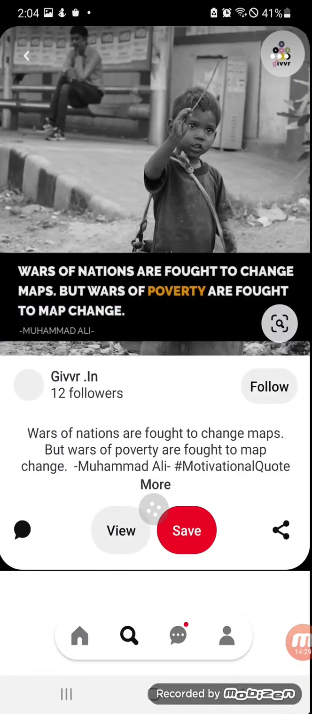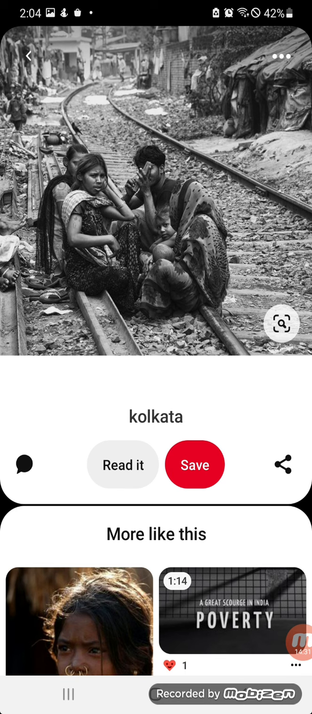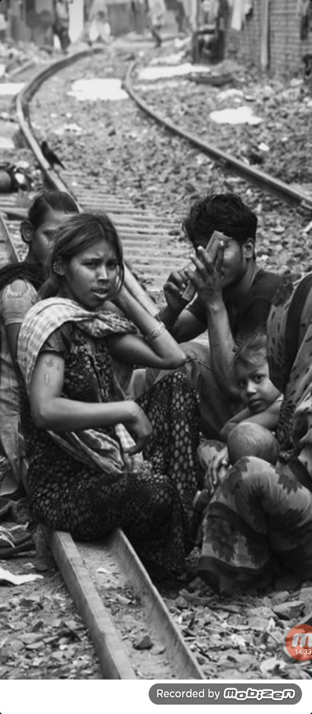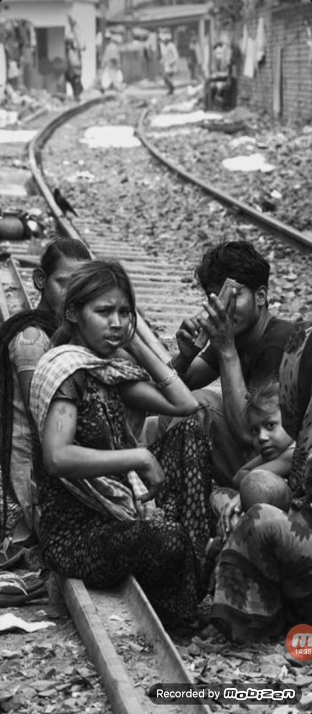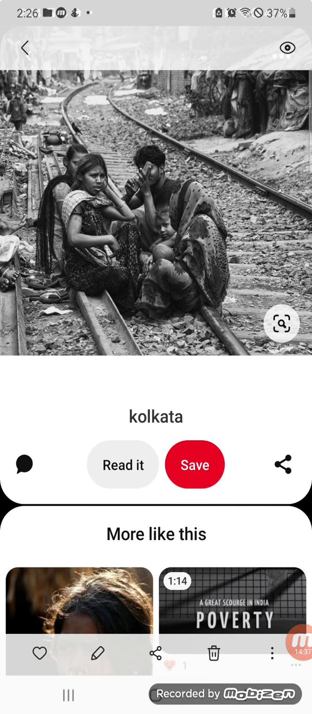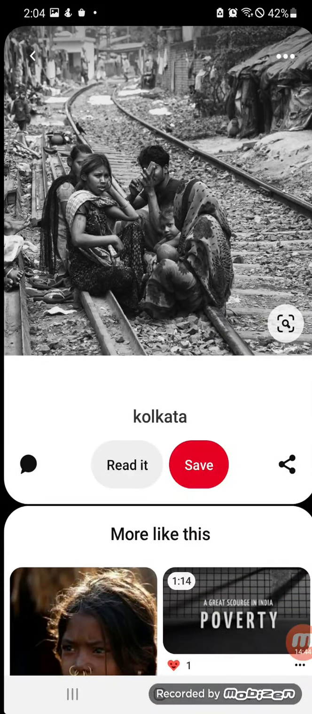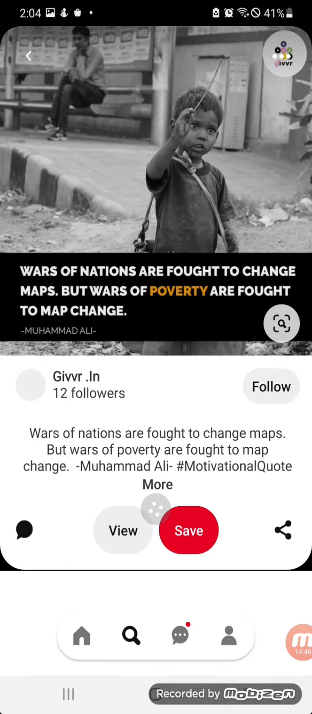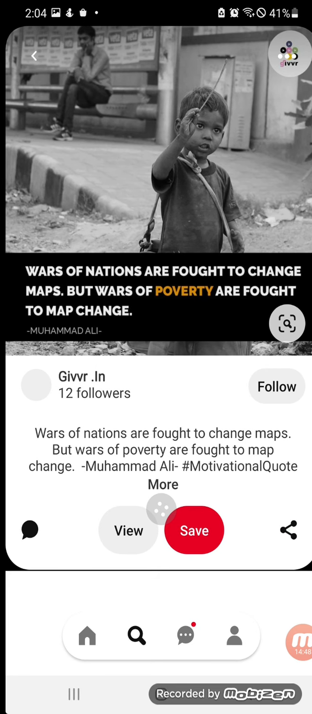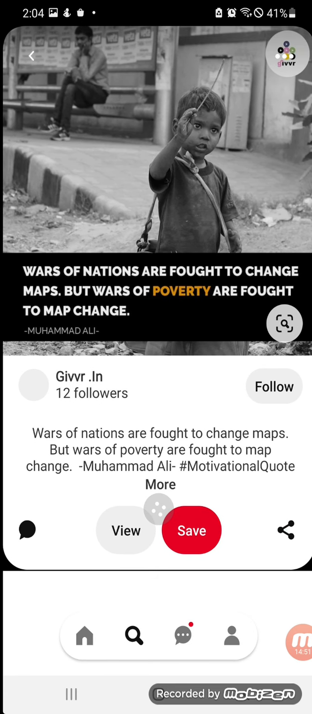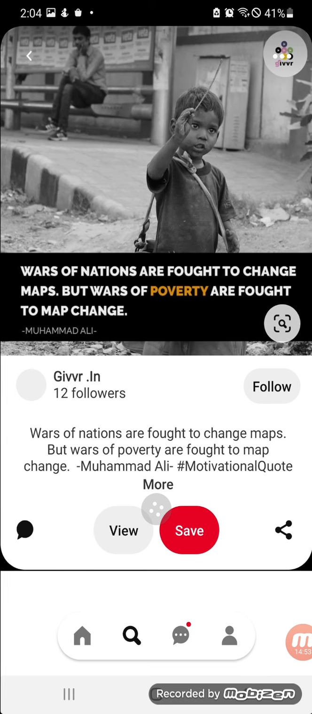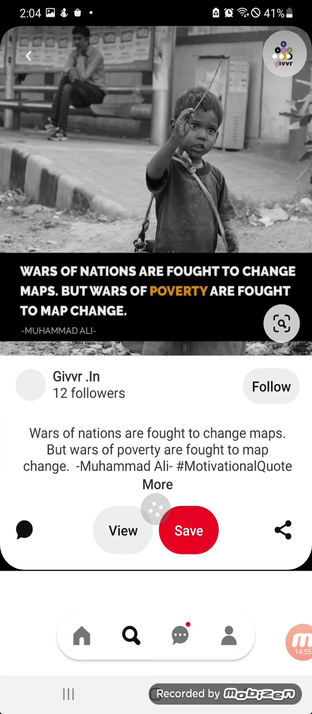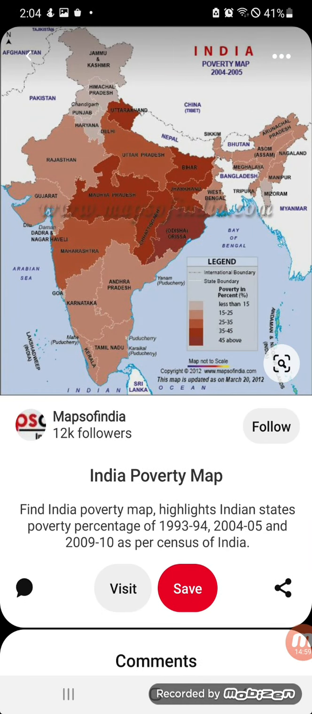So we go further. Yes, poverty keeps people out of the margin, out of the line. This is a photo in Bandra. It is saying Kolkata, but this photo is of Bandra. The real track, you can see, is only found in Bandra. Wars of the nation are fought to change maps, but wars of poverty are fought to map change. Muhammad Ali, great quote, man.